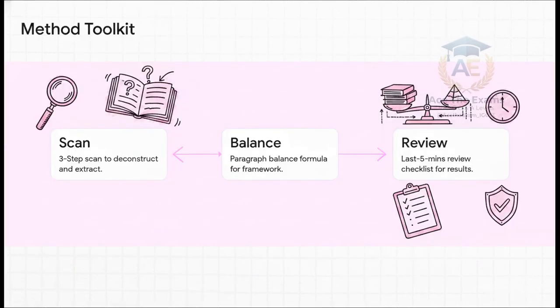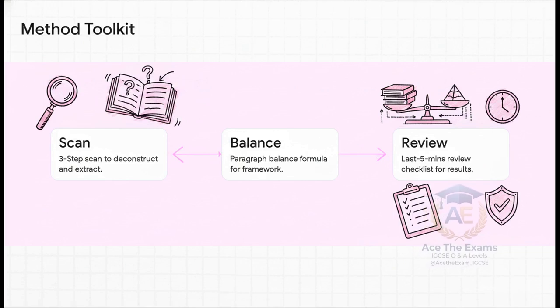To ensure you execute this flawlessly on exam day, here is your complete methodological toolkit distilled into 3 core, highly memorable pillars. Number 1, the 3-step question scan. First, you deconstruct the command word. Next, you extract the relevant data from the stimulus materials. Then, you identify the hidden constraints. Number 2, the paragraph balance formula. You select your analytical framework, ensuring that every single paragraph has precise definitions, context-specific data, and an evaluative conclusion.